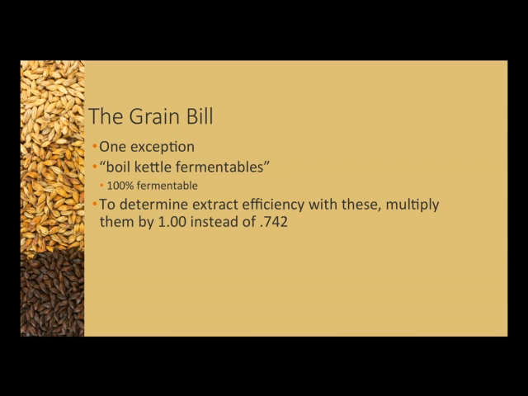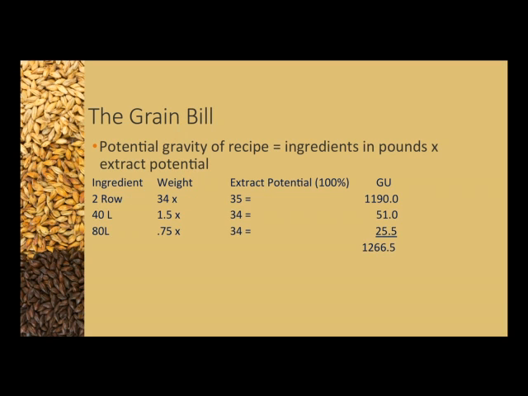Now that you have an understanding of how GU and extract efficiency work in a recipe, we can step back a minute and discuss how they relate to determining the efficiency of our system. In theory, it's as simple as determining the total potential gravity of your recipe and dividing that by the actual gravity you achieve from brewing. In reality, it's a bit of a chicken before the egg scenario that requires some trial and error.